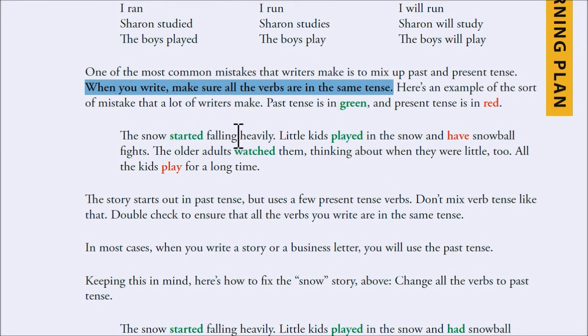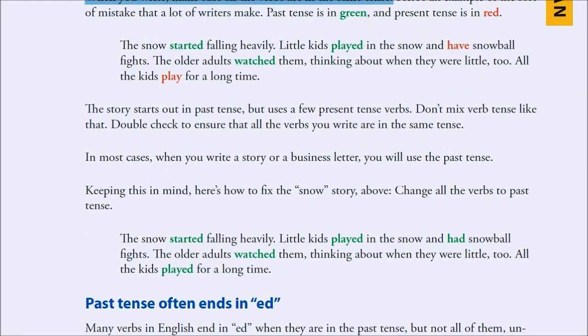"The snow started falling heavily. Little kids played in the snow and have snowball fights." No, it's "little kids played and they had, H-A-D, snowball fights." All right, so don't do that. Don't mix verb tense like that. And you have to double check when you write to make sure that all the verbs you write are in the same tense. In most cases, when you write a story or a letter, you're going to use the past tense. Almost all the time.